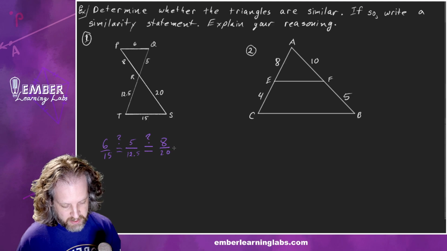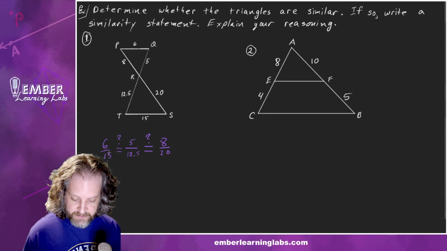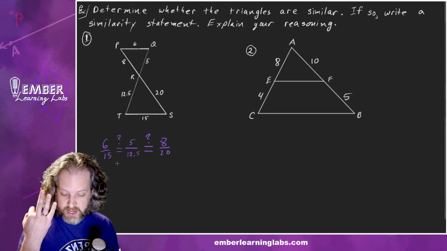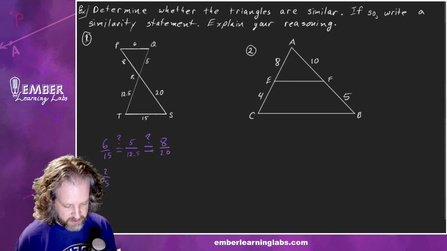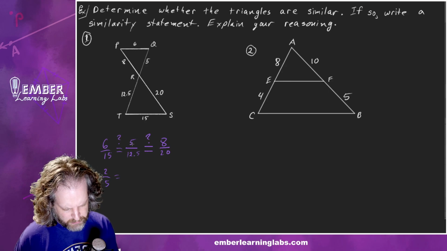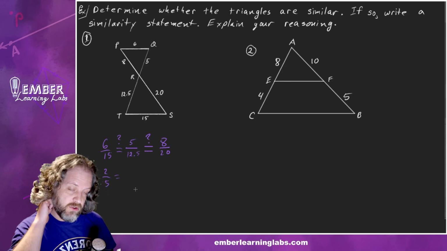8 to 20. So let's reduce these fractions on down, right? So what is 6/15 reduced by? It reduces by a 3. So 6 divided by 3 is 2. 15 divided by 3 is 5. So does that equal... this one's a little bit harder to reduce by hand. I'm going to do it on the calculator.